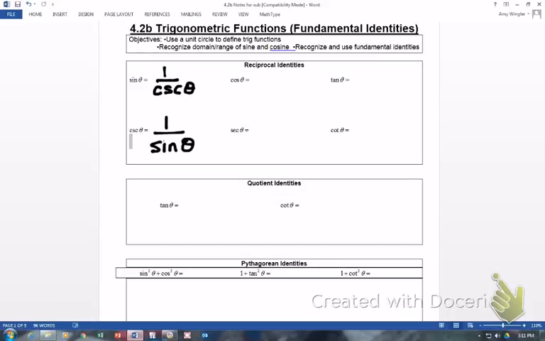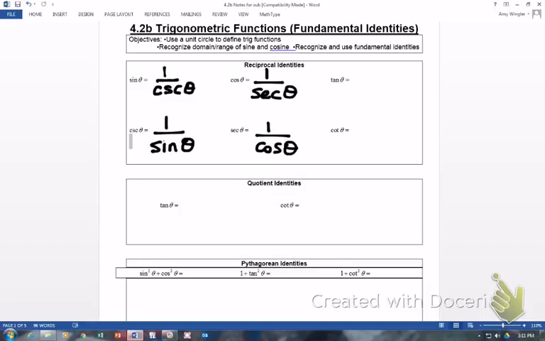Sorry for that interruption. The cosine of theta is the reciprocal of secant, so whenever you see in a problem the cosine of theta, you could substitute in 1 over the secant of theta. For secant, you could substitute in 1 over the cosine of theta.